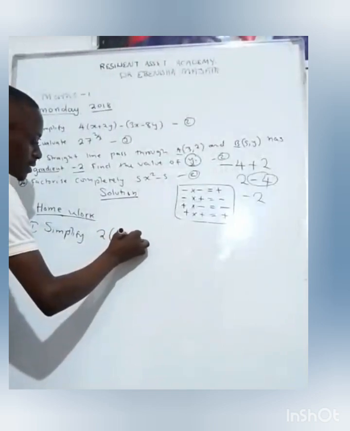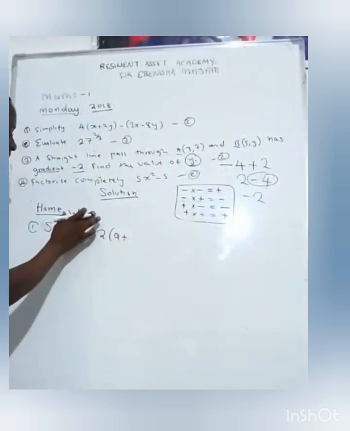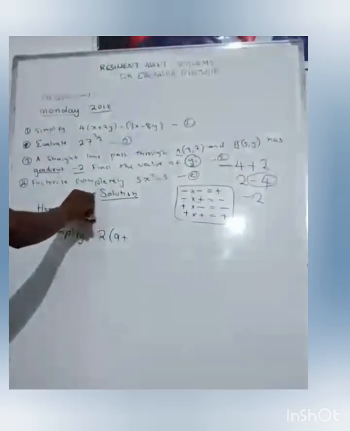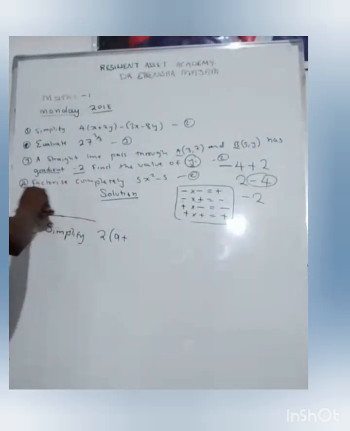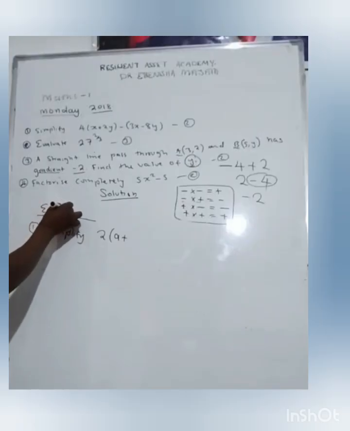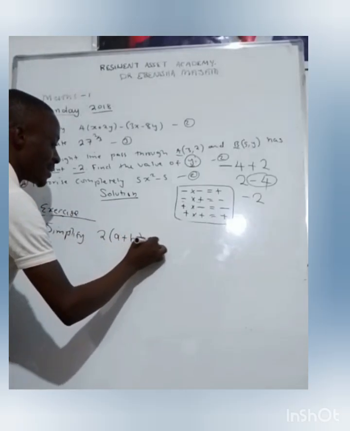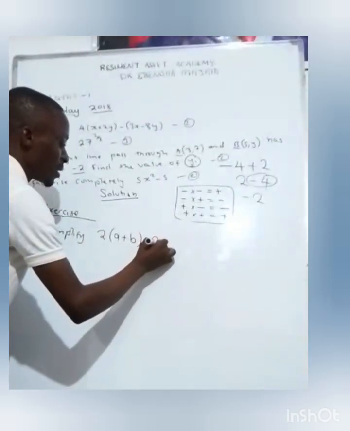So this is number 3. Number 4, I want you to factorize this one. Factorize completely. So here, what I want you to factorize is 2x squared minus 8.